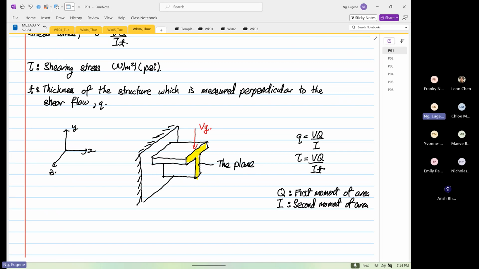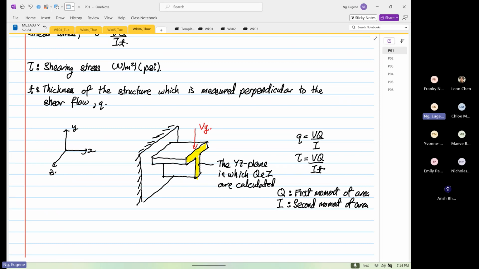The plane, so I'll write down here the YZ plane in which Q and I are calculated. Okay, so we calculate the I and Q at that plane.